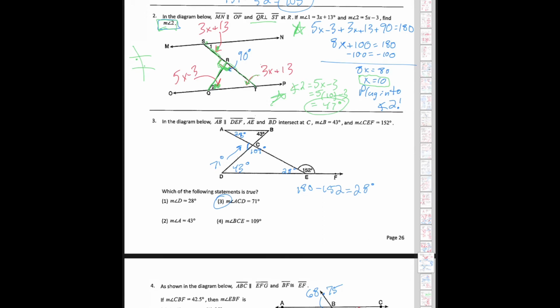For number 3, I have another set of parallel lines. So AB and DEF are parallel. And then I have lines that cut through it here. I'm given that angle B is 43 degrees and angle CEF is 152. And then I have to fill in the rest off of that. So I have two angles along a straight line here. So therefore, I could do 180 minus 152 and get that this angle is 28 degrees.